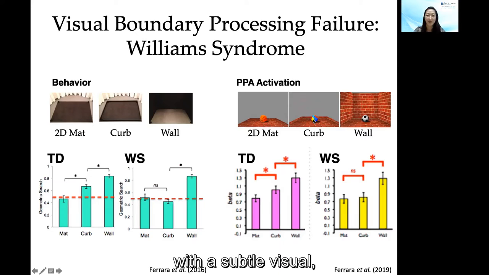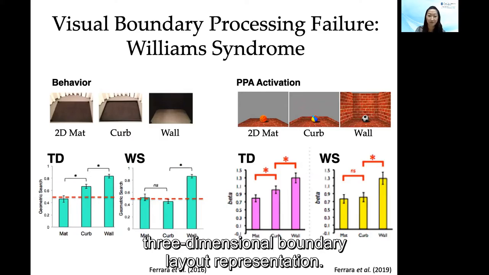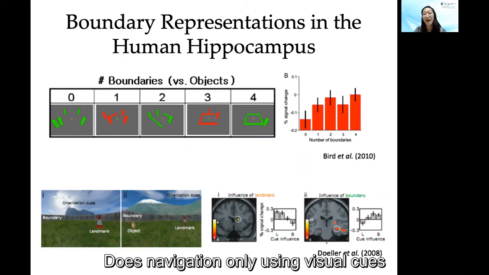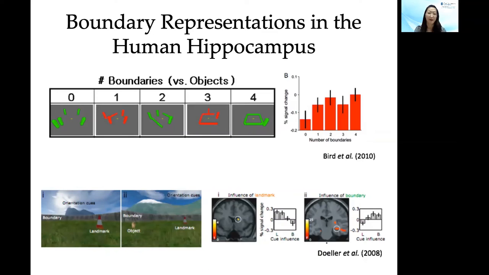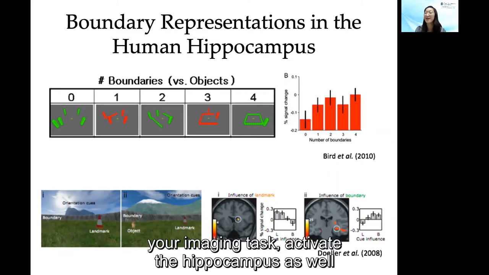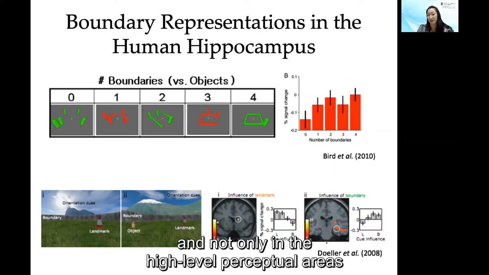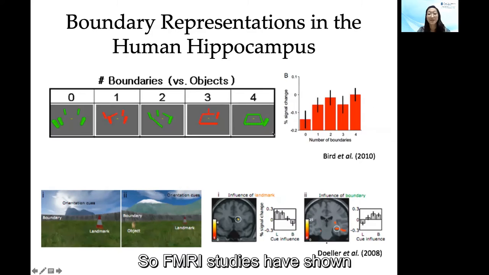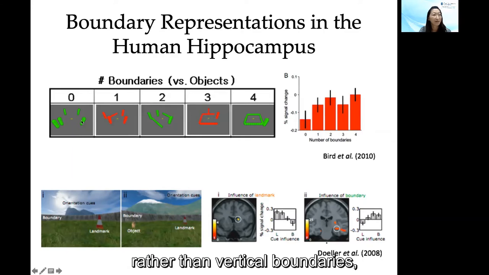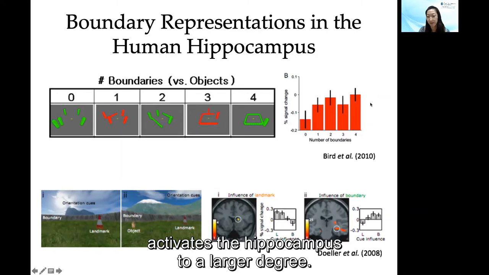three-dimensional boundary layout representation. So finally, what about boundary representation in the human hippocampus? Does navigation only using visual cues and no actual movement in space, for instance, in a computer-based neuroimaging task, activate the hippocampus as well, and not only in the high-level perceptual areas of the brain? So fMRI studies have shown that imagining oneself moving through this sort of schematic scene with horizontal boundaries like these, rather than vertical boundaries, or vertical objects, columns, activates the hippocampus to a larger degree.